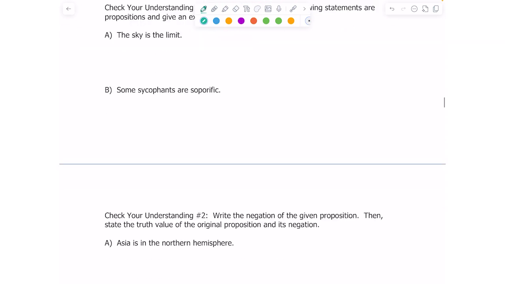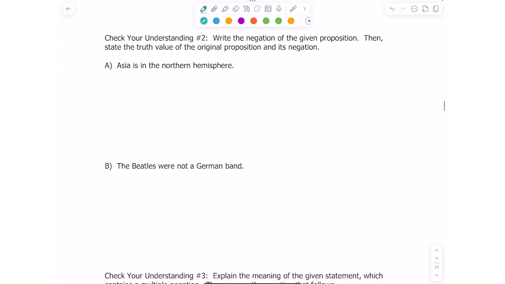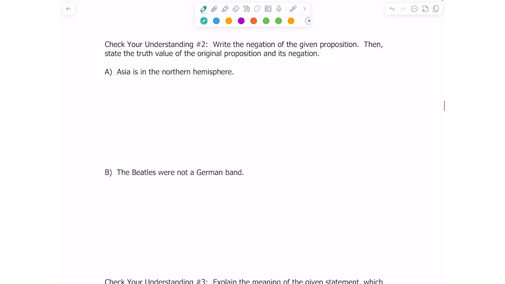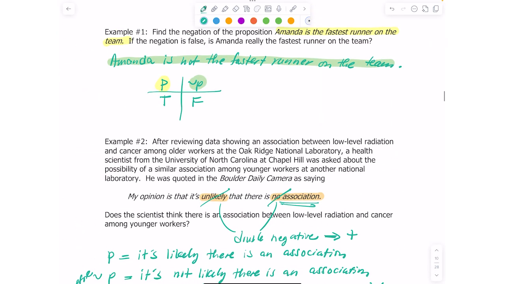Here's another check your understanding that I would like you to try, which is you need to write the negation and then state the truth value of the original proposition and its negation, like we did here. So the original truth value is true and the truth value of the negation is false.